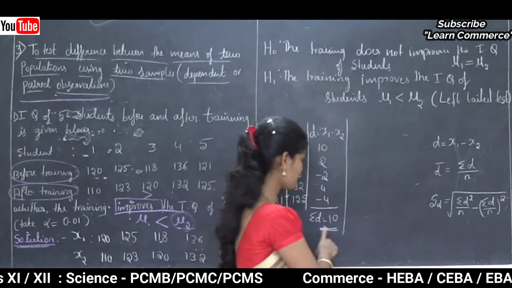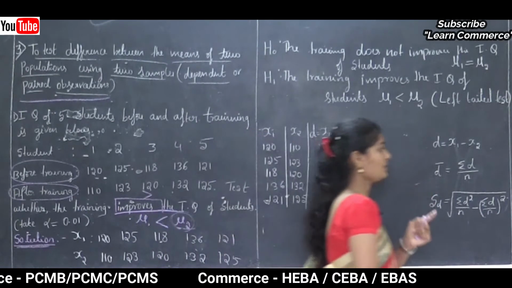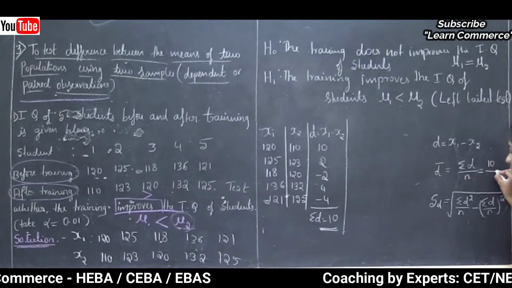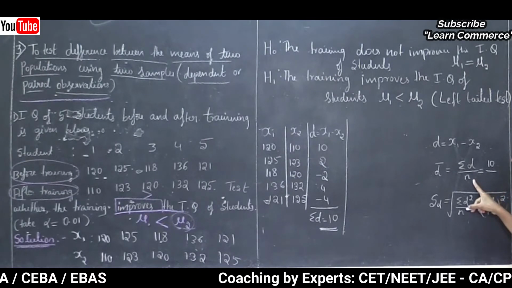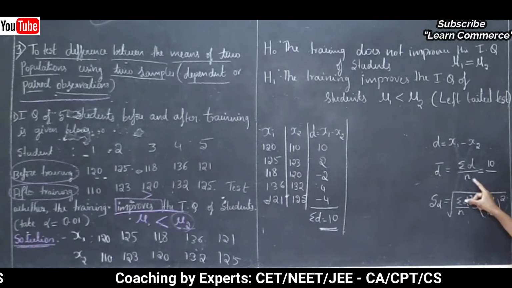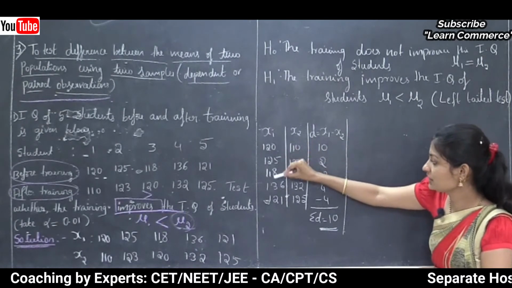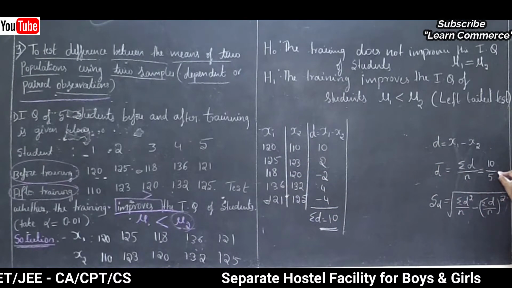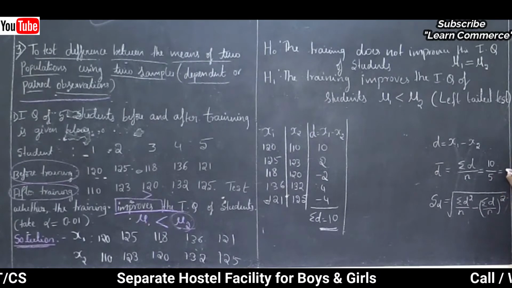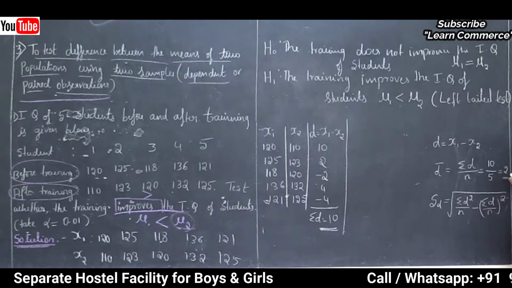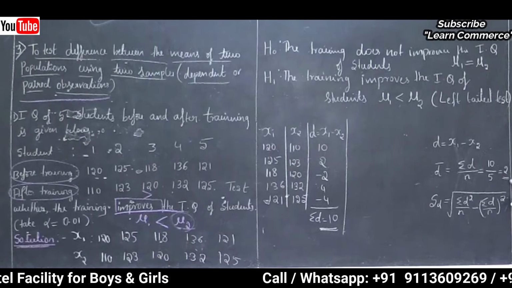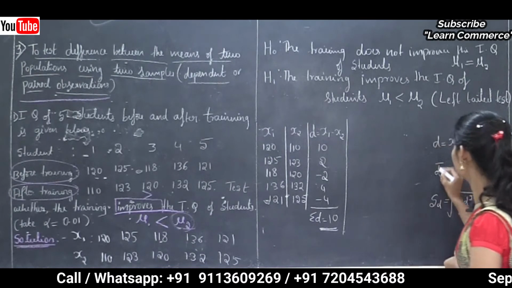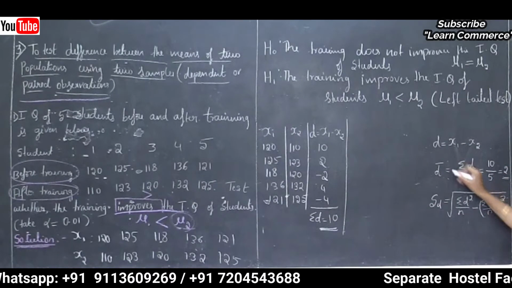So now I will substitute this value in this formula. Here sum of D is 10, divided by n. See here the n observations are 1, 2, 3, 4, 5, so here n is 5. So 10 divided by 5 is 2. So here D bar is over.